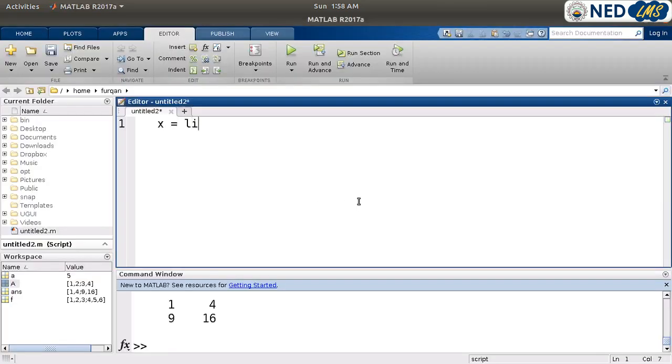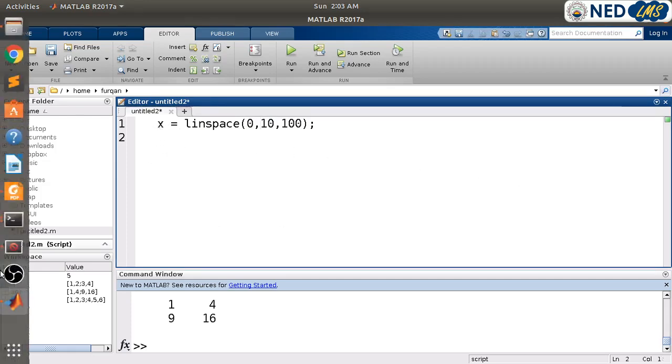x is equal to linspace(0, 10, 100). Let me describe what this function is doing. This function is creating a row matrix containing 100 points starting from 0 till 10. It is dividing the number line from 0 to 10 into equal parts and storing it as a row matrix in the variable x.